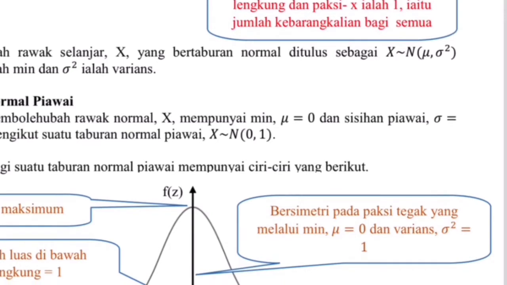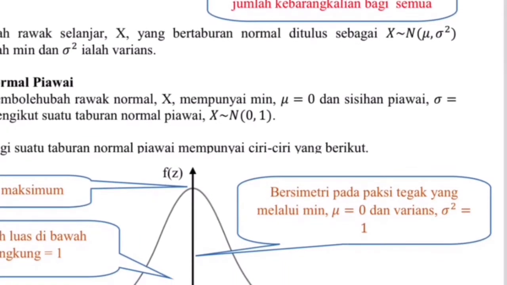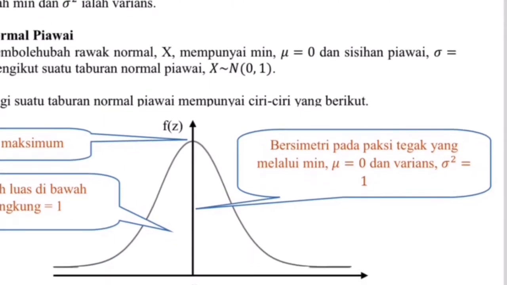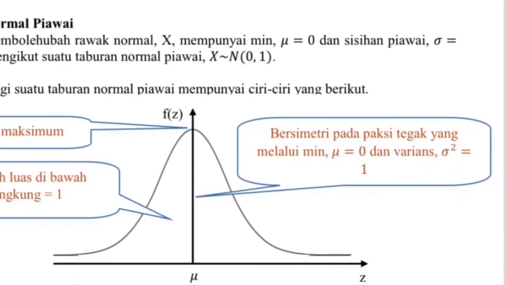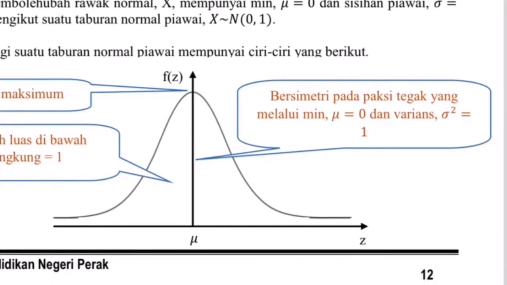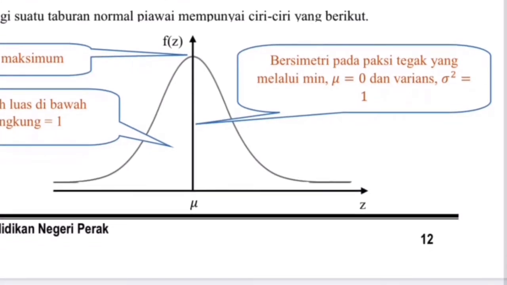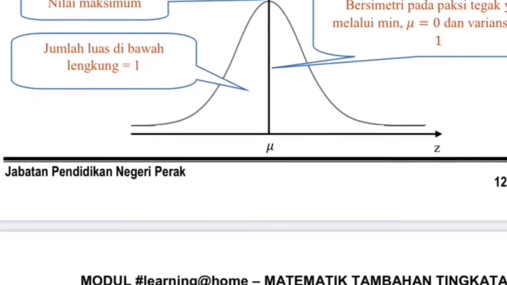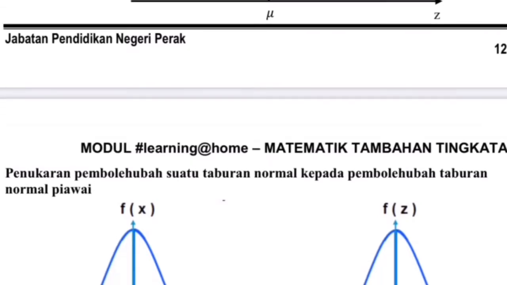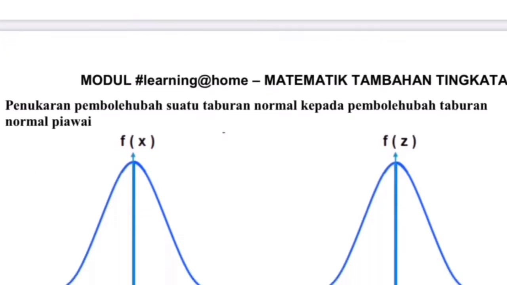So x is the variable for the normal distribution. Normally we represent it with the symbol N(mu, variance). Variance is the standard deviation squared. Then, if you convert the normal distribution variable to the standard one, the mean is now 0, and the standard deviation must be 1.